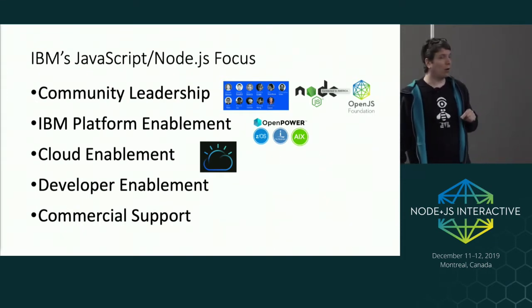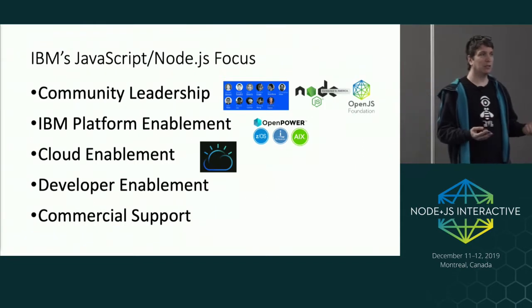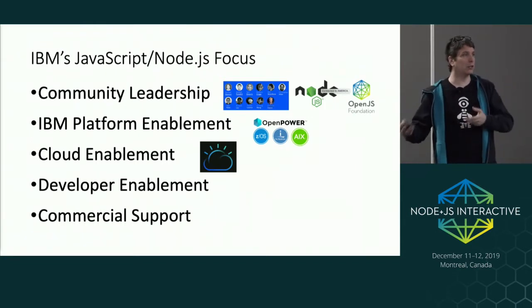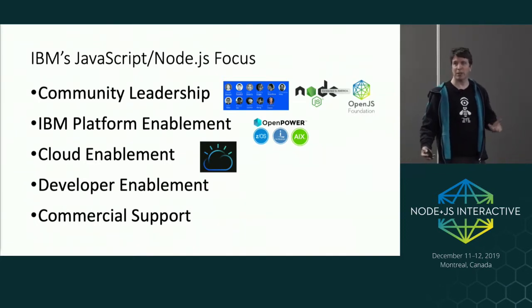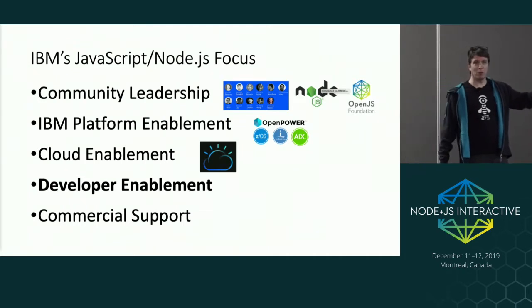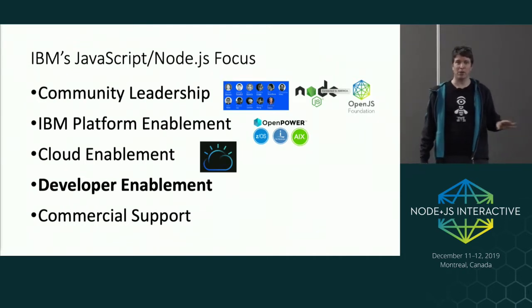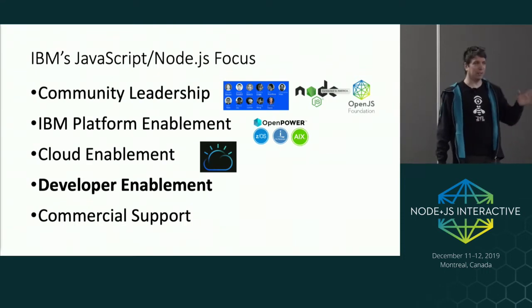We also work on developer enablement, so making sure that when you're developing your applications, you're efficient, and when you deploy to production, you're successful. And then finally, we offer commercial support, so when you're in production, we can help you if you run into problems. Today, I'm really going to be talking about the developer enablement front and some of the work that we're doing on that front to help you be efficient and be successful in production.